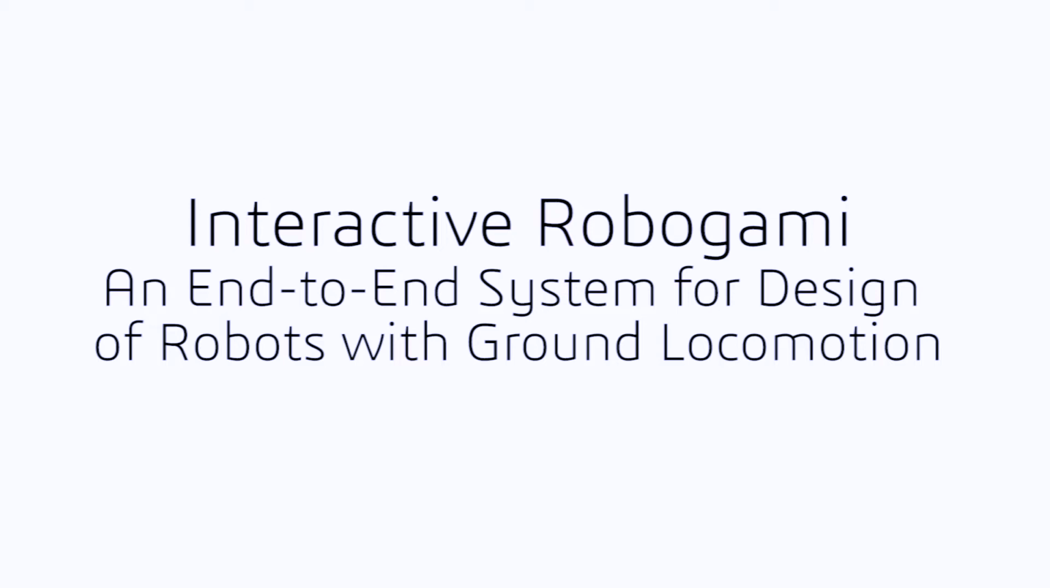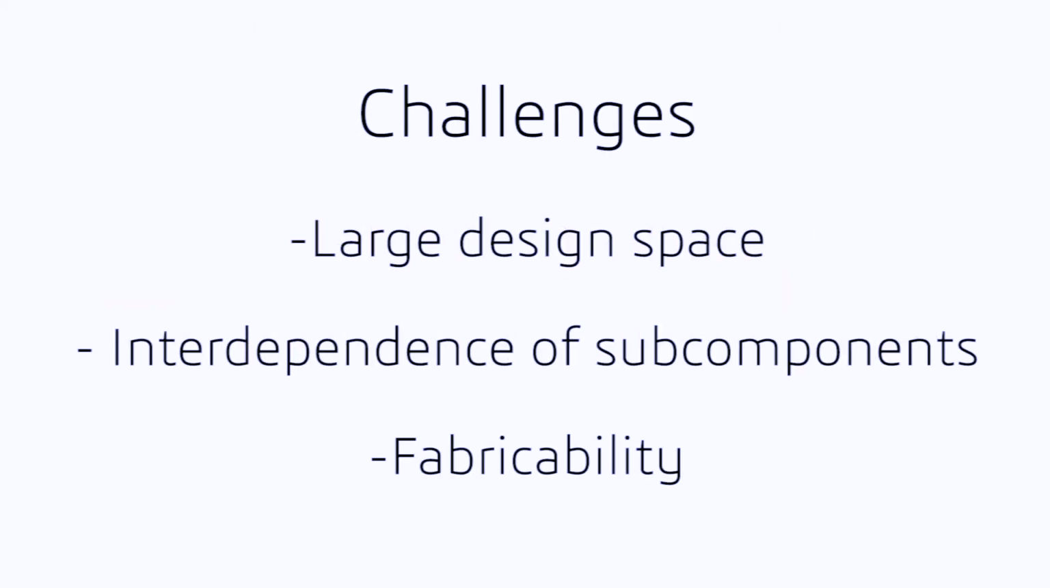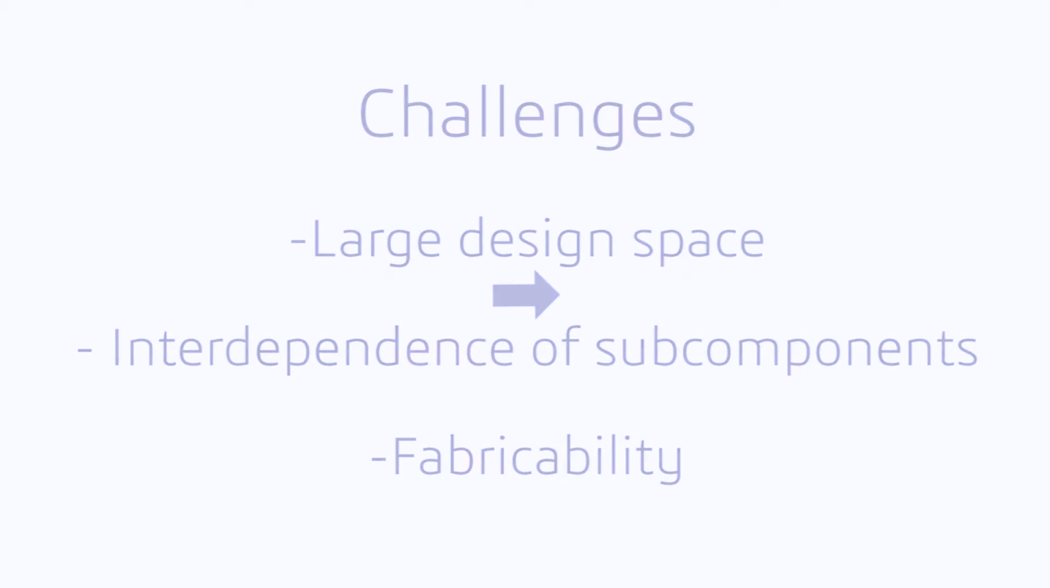We propose Interactive Robogami, a system that allows casual users to design and fabricate print-and-fold robots with ground locomotion. The system simplifies the design process by addressing three of its main challenges: the large design space, the interdependence of design subcomponents, and the design fabricability.